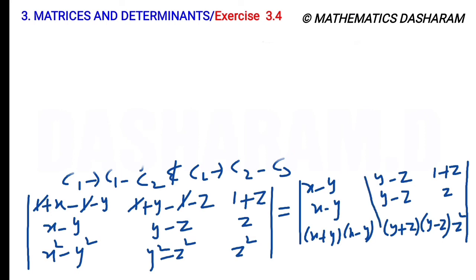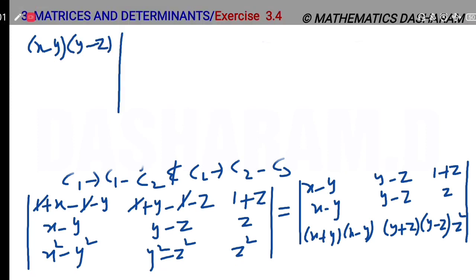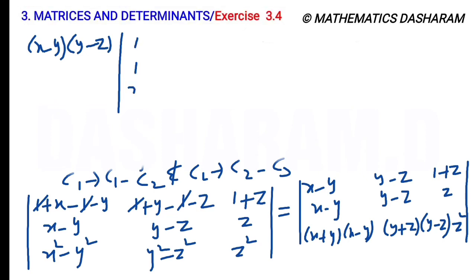So from this first column we can take x minus y common, and from this second column take y minus z common. So then overall x minus y common, y minus z common. So then the first row will become 1 1 x plus y, and the second row is 1 1 y plus z. Next, the third row is 1 plus z, z square.